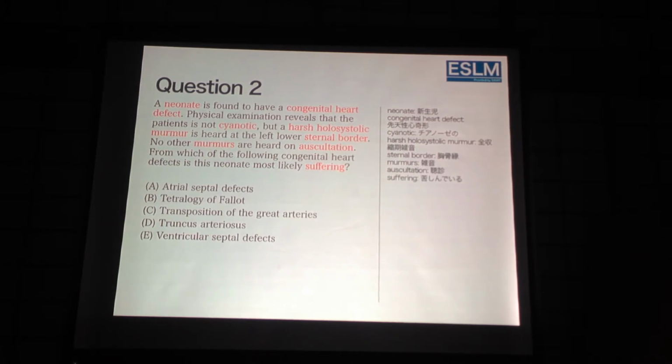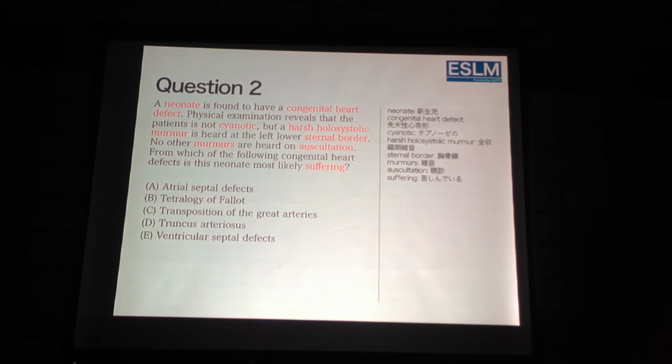So now you guys get the broad picture of the question. So let's translate. So the first sentence, Hiroto, please. ある新生児に先天性心奇形が見つかる。Very good. Second sentence, Ryohei, please. 身体所見によると、患者さんはチアノーゼではないが全収縮期雑音が、左の下の胸骨縁に聞こえた、ですね。Very good. So this sentence is very important.